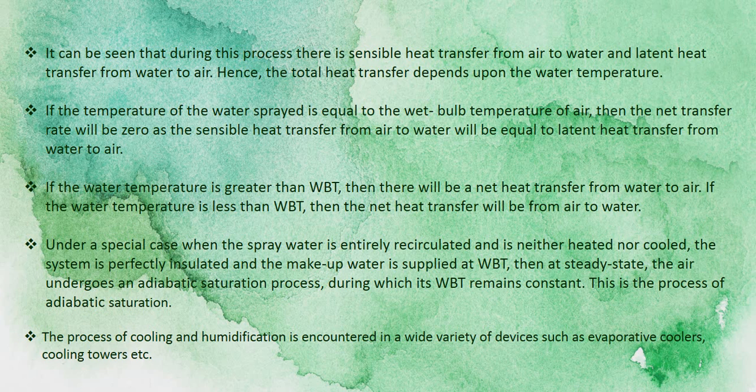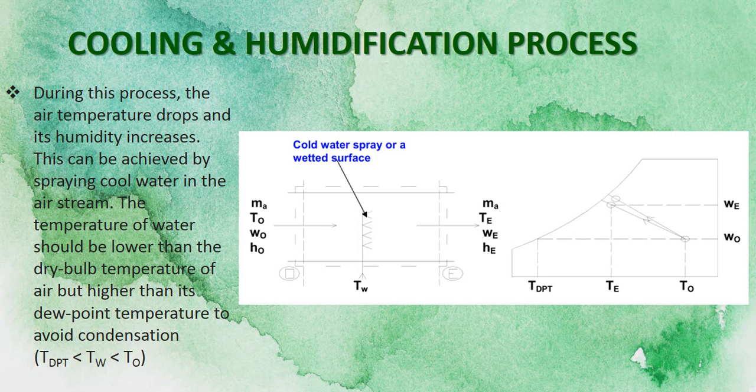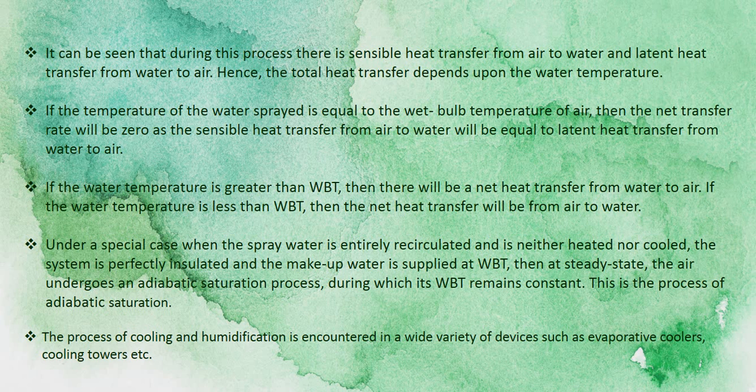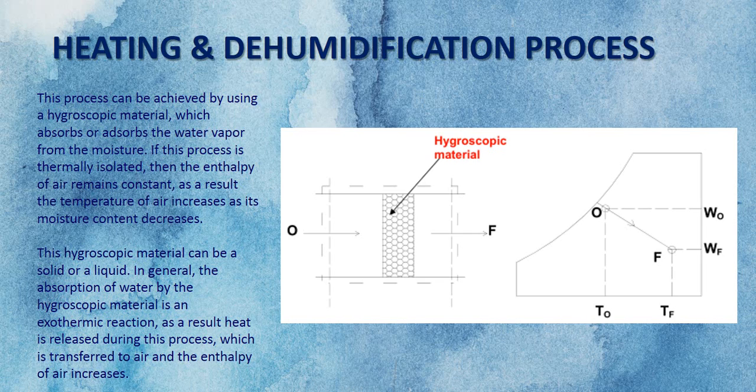This is the process of adiabatic saturation. The air is being saturated to 100% saturation, or depending on the objective of the problem, but its wet bulb temperature is constant, as I have mentioned here. So this is a constant wet bulb temperature process. The process of cooling and humidification is encountered in a wide variety of devices such as evaporative coolers and in the case of cooling towers, or we call it water cooling towers.